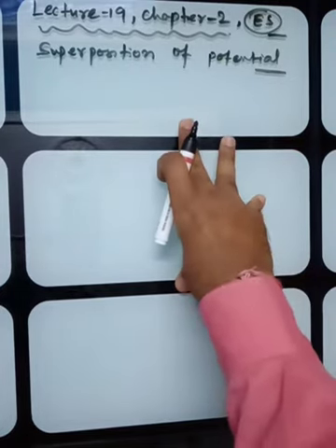The unit is joule per coulomb, the volt. Or you can also write joule per coulomb. This is the answer. Very simple, na? Okay. Another question.